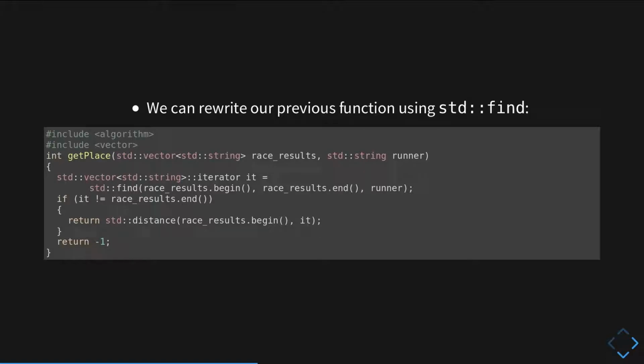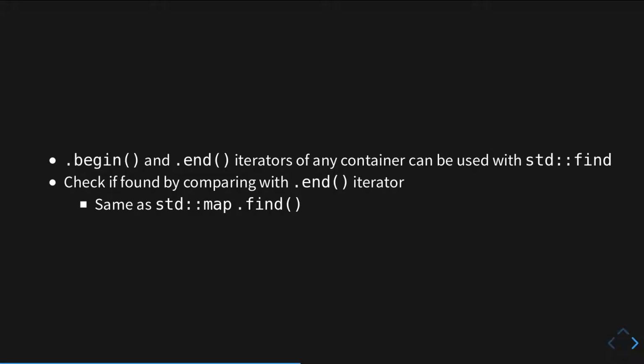We can rewrite our previous function and make it a lot cleaner by using std::find. Instead of iterating through all the elements in the raceResults vector, we simply call std::find with raceResults.begin, raceResults.end, and then the runner we want to find. We use the std::distance function to find the index, or how far the iterator is from the beginning of the vector, and return that. Otherwise, we return -1. Because all standard template library containers have iterators, the first and last iterator of any container can be used with std::find. Also, notice that we check to see if the runner was in raceResults by comparing the iterator with the end iterator. If the item isn't in the container, then std::find returns the end iterator.